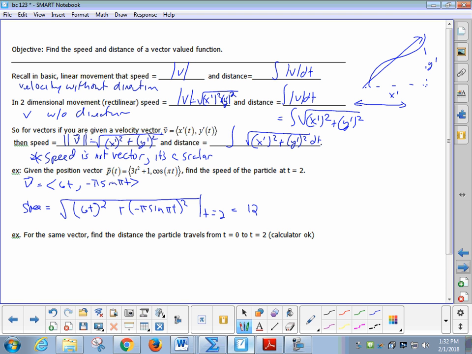Alrighty, then the distance, I think, what's the setup for the distance? We don't look at our calculators up. From 0 to 2 of root 6t quantity squared plus negative pi sine pi t quantity squared with respect to t.